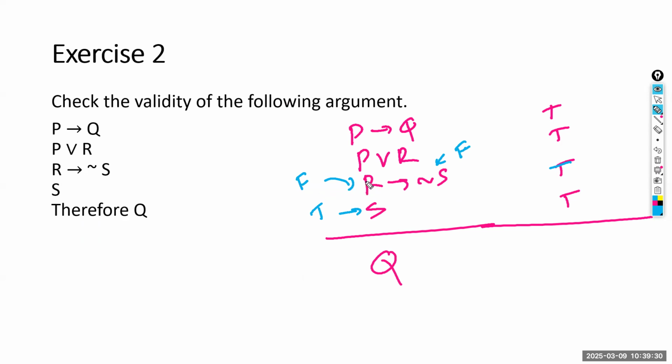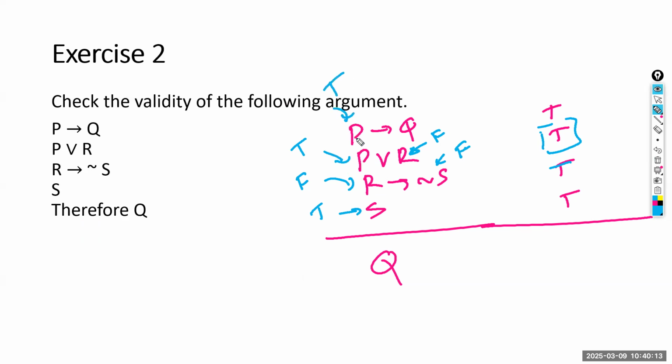So now we know that R must be false. When R is false and this big statement is true, what can you say about P? Because R is false, we already found, and this big statement is true. So this is an OR statement. In an OR statement, when the second one is false, the first one must be true. There's no other option for this to happen. So now we know that P must be true.